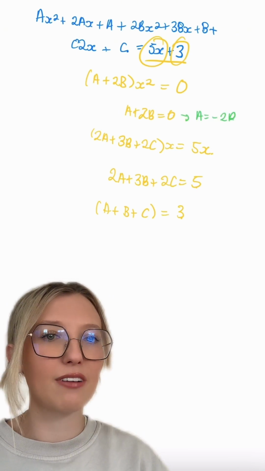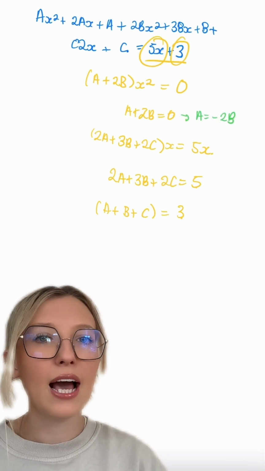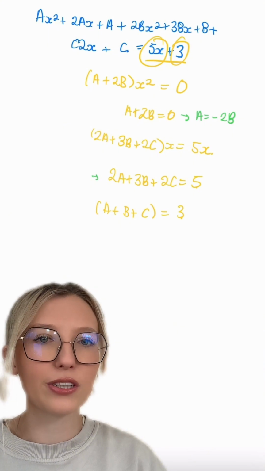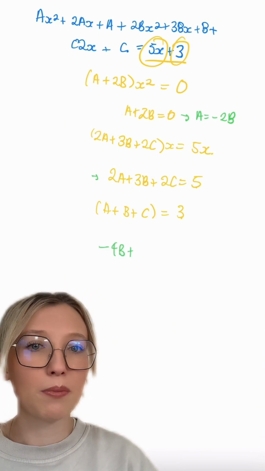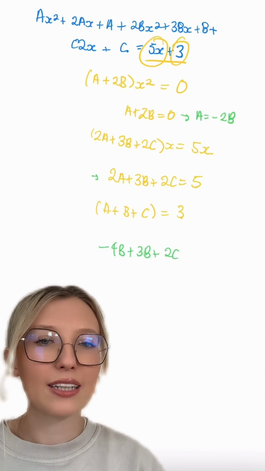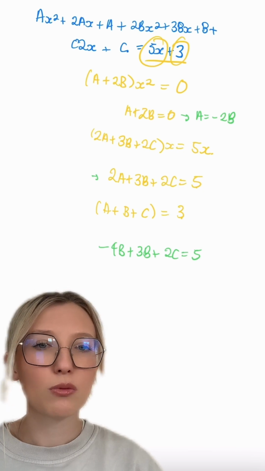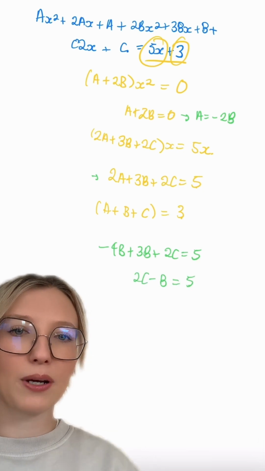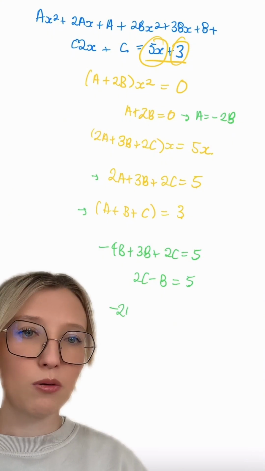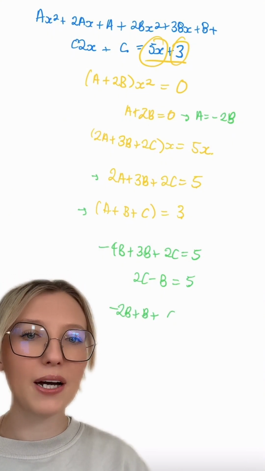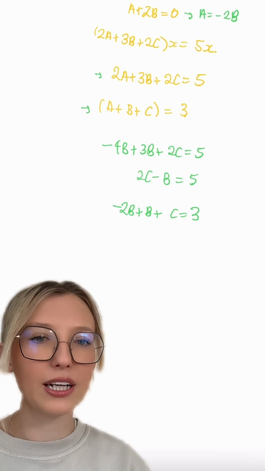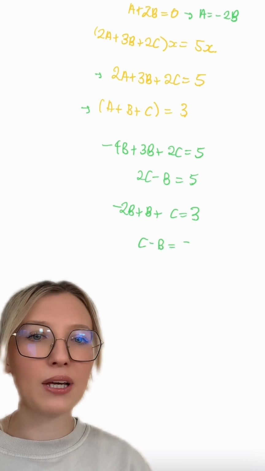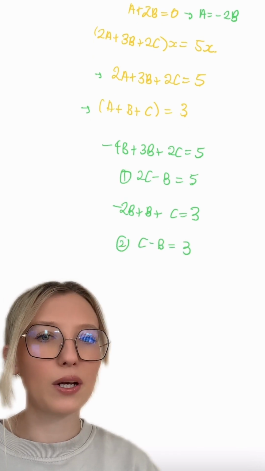So let's go ahead and find a value for A as minus 2B, and we can plug this into the other 2 equations. So we get 2A, which is going to be minus 4B, add 3B, add 2C, equaling 5, which means we get 2C minus B equals 5. And then into the other equation, we've got A plus B plus C. Well, we know A is minus 2B, so we get minus 2B add B add C equaling 3. If we rearrange this and simplify, we get C minus B equaling 3.